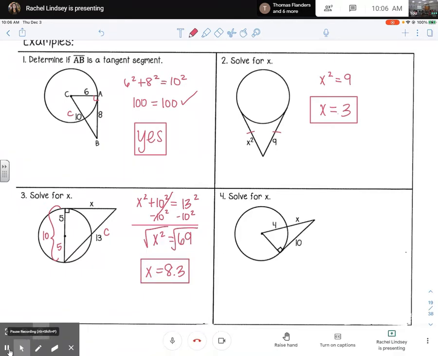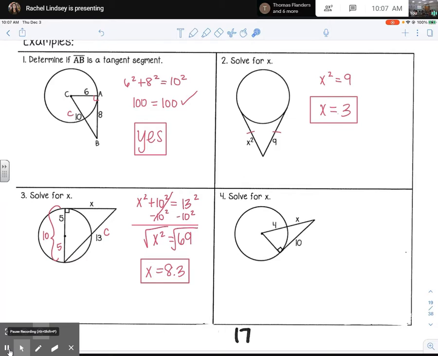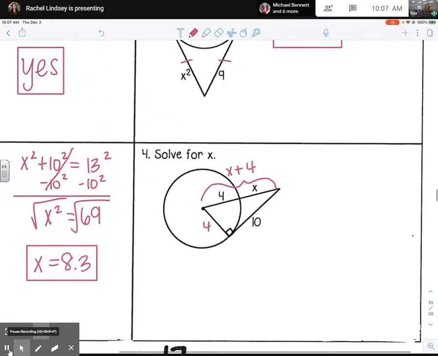On number 4, this part right here is the radius, it's 4. So what is this one over here? 4. And what would this whole side be? 12. X plus 4. So now, what would my radius be? X plus 4, 4, or 10? 4. My radius is 4, but what's my hypotenuse? X plus 4. Yeah.